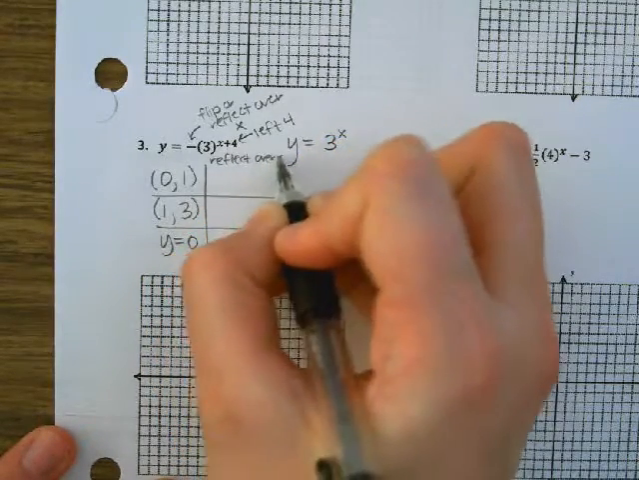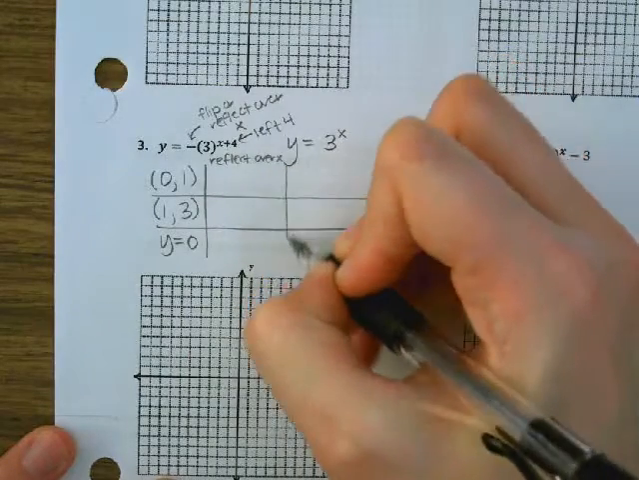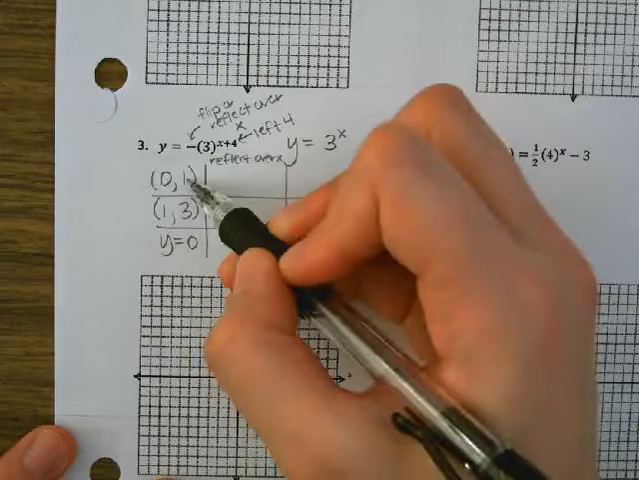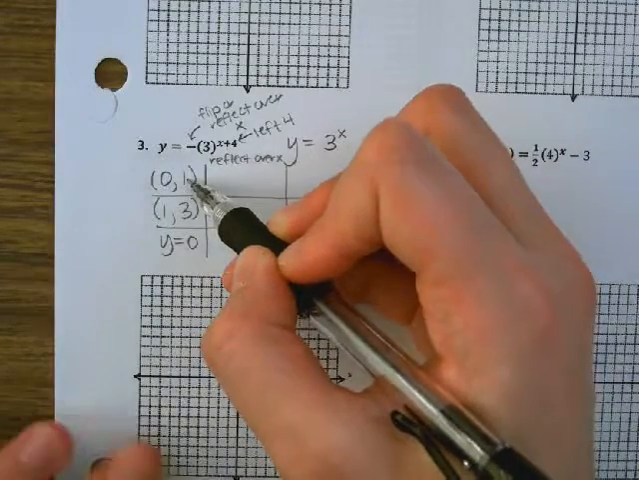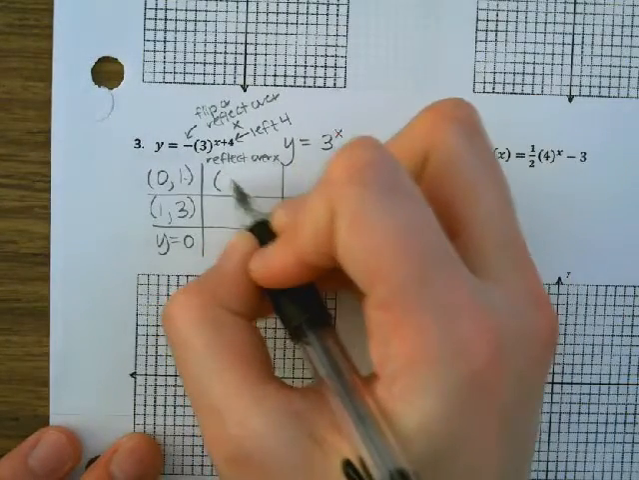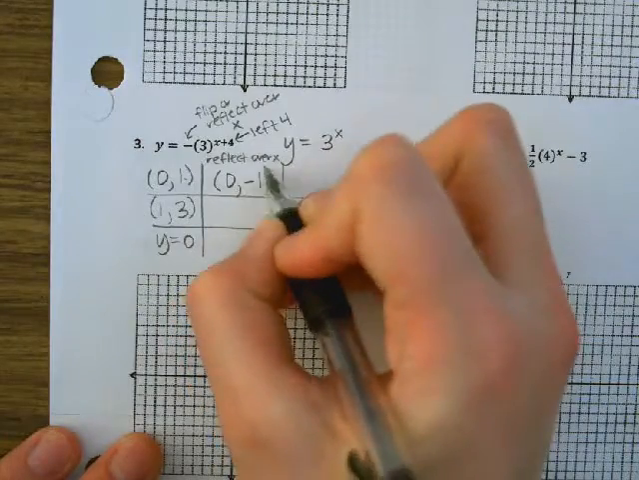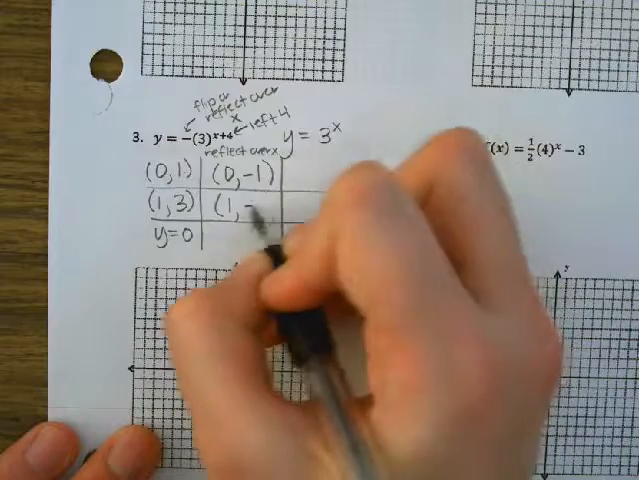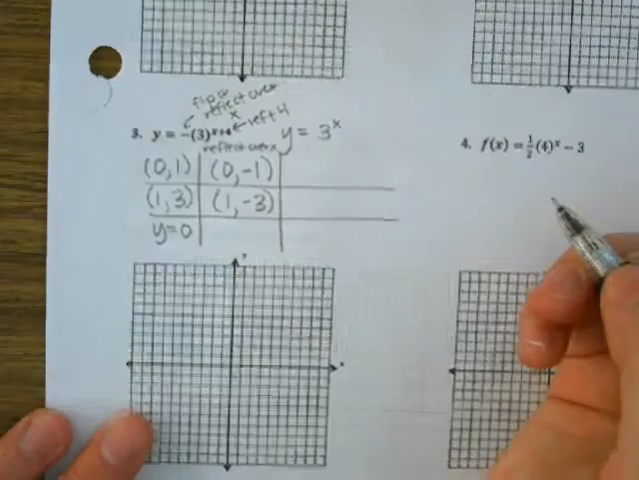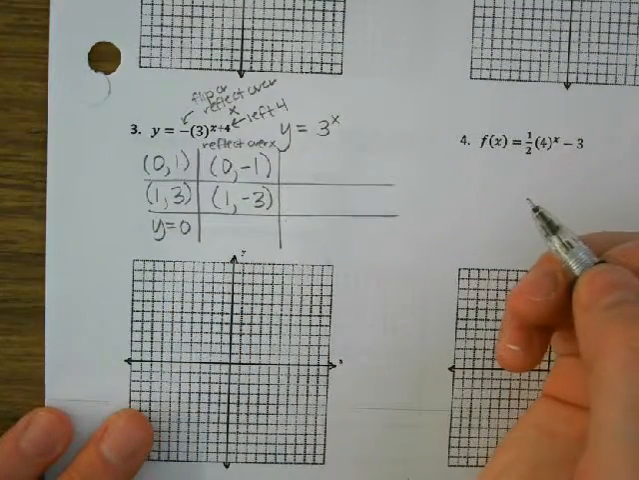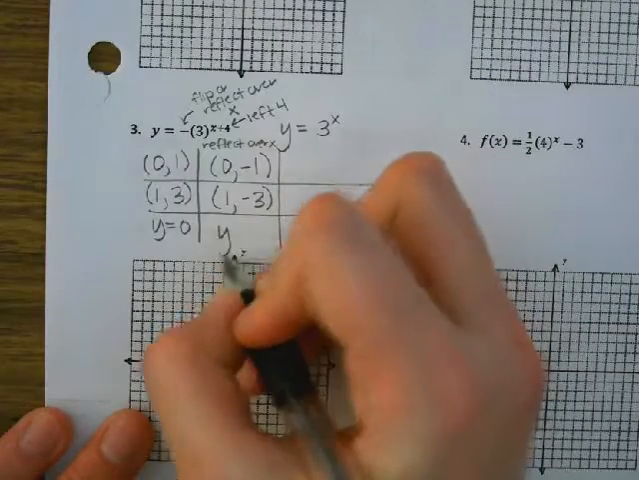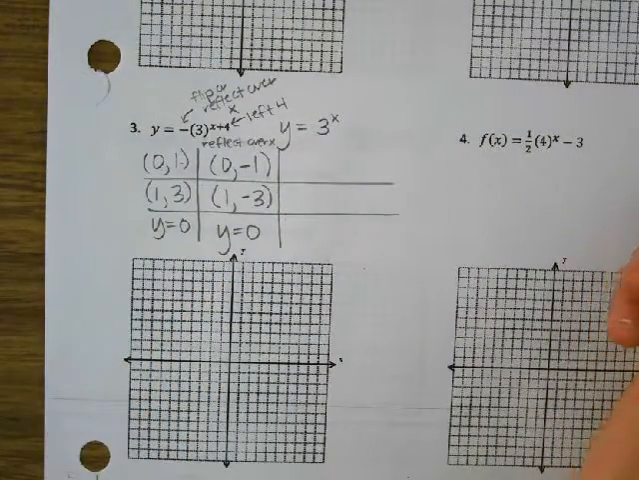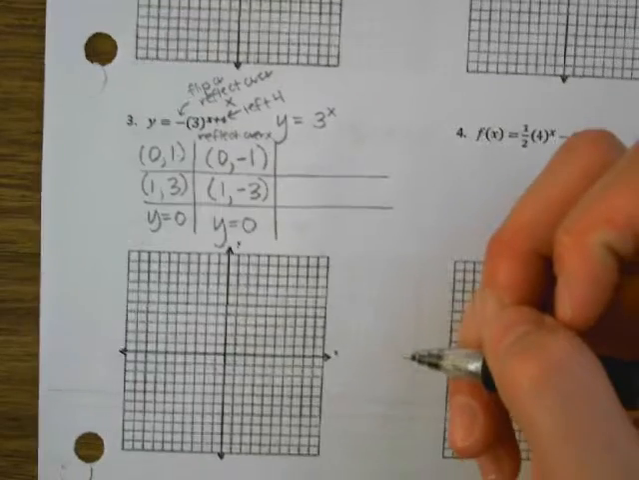Do you guys remember how to do that? Yeah, you take the y-coordinate and you change it to a negative, or you multiply it by -1. So 0, 1 would become 0, -1. And 1, 3 would become 1, -3. And then the horizontal asymptote is in the same place. It just means that the curve, instead of being above the horizontal asymptote, is now going to be below the horizontal asymptote. That's what it means.